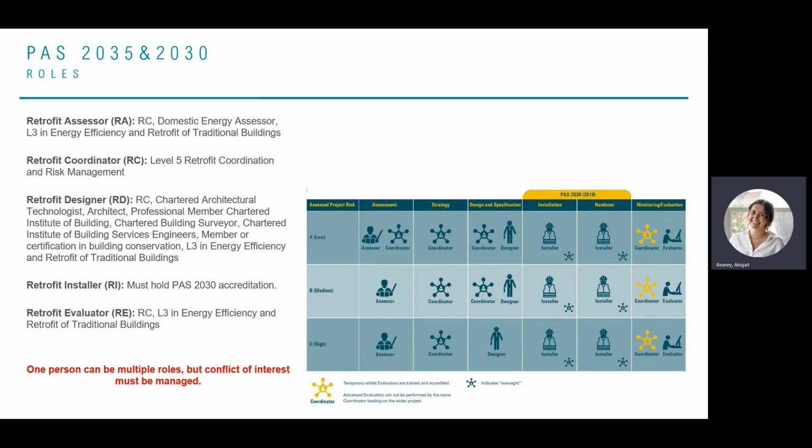So the fourth role is the retrofit installer. The retrofit installers are the ladies or gentlemen on site who are installing the measures, and they must hold the PAS 2030 accreditation. And the last role there really is the retrofit evaluator. Again, they could have the same training as the retrofit coordinator or level 3 in energy efficiency retrofit of traditional buildings. The evaluator will come in at the end of the process to make sure that all the documentation has been coordinated properly, and that essentially the retrofit is signed off.